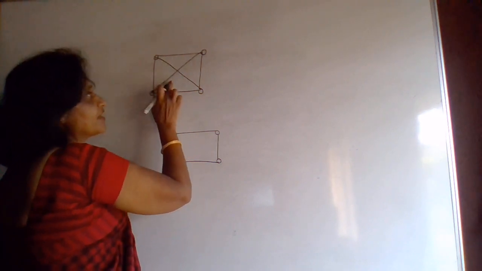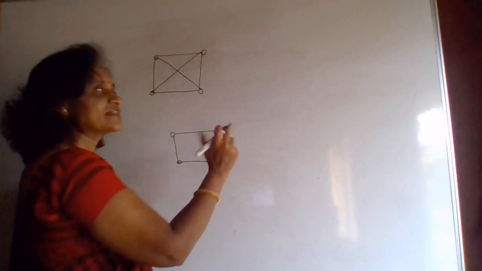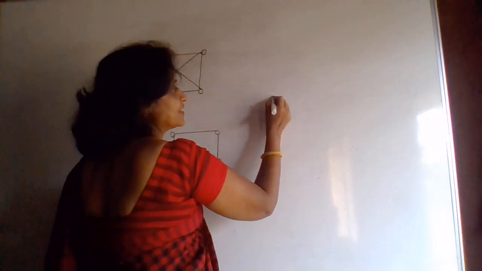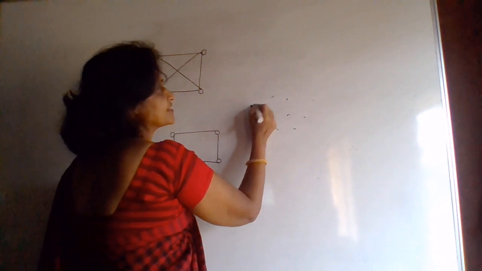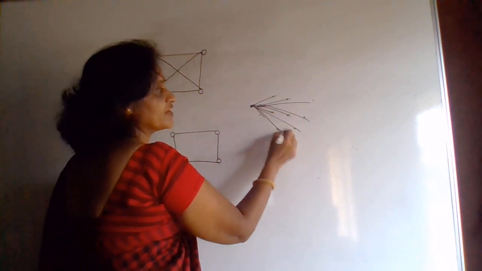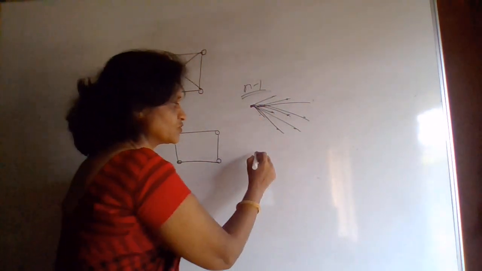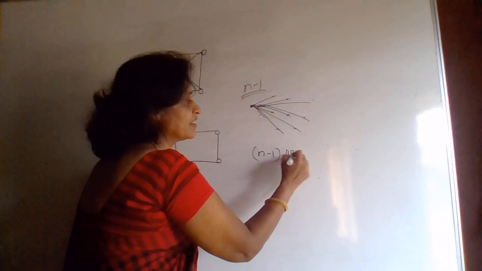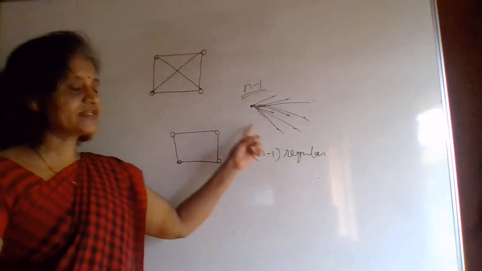So you can see every complete graph is regular. Every complete graph is regular because whatever vertices are there, if it has n vertices, every vertex is adjacent to the rest of the n minus 1 vertices. So obviously the degree will be n minus 1. That is for every vertex. So this is an n minus 1 regular graph. So you can say every complete graph is regular.